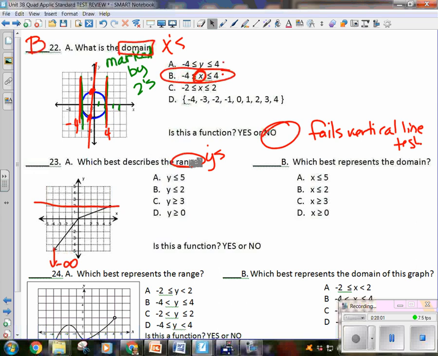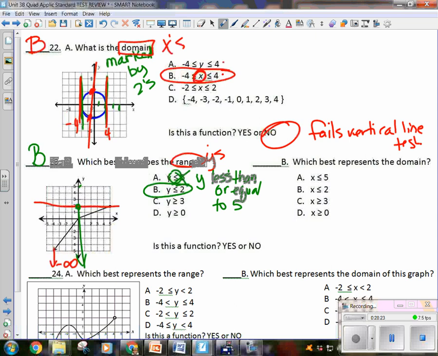Now, the way that I read this, that's a less than symbol, so that says y's are less than or equal to 5. Okay, it doesn't come up to 5, so it's not 5. The answer happens to be 2. It does touch at 2, and it's everything below the 2. The answer to that one is B. Is this a function? Yes, it would pass the vertical line test.